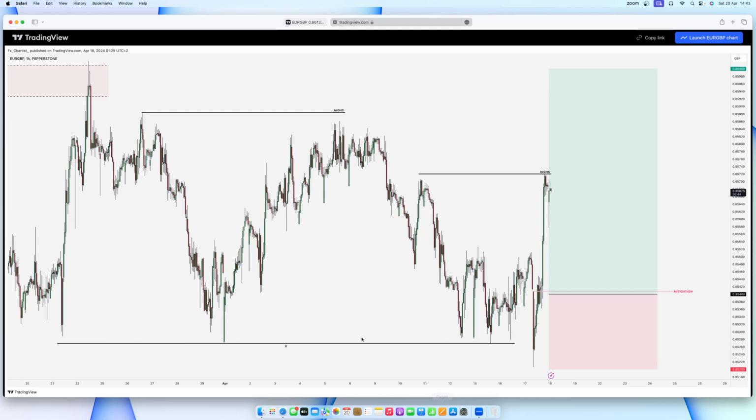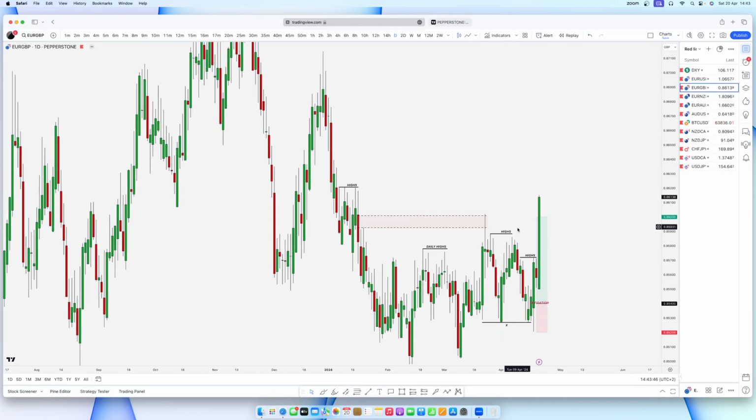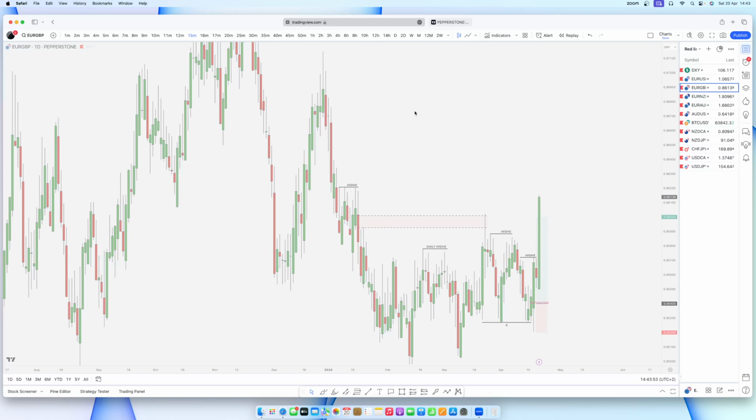So I saw this. We had these equal lows here. I can see liquidity to the upside. And aside from these two immediate liquidity, we also had this liquidity. I think it was this one, this immediate high here. Let me see. Go to the 15 minutes time frame.